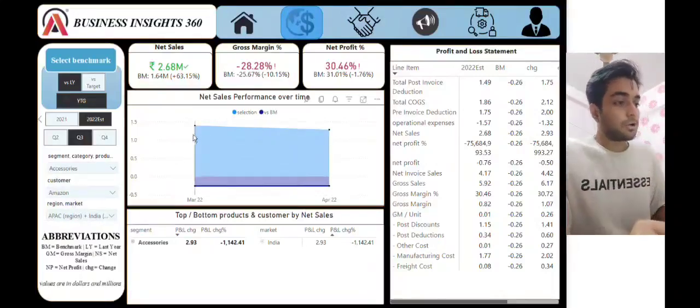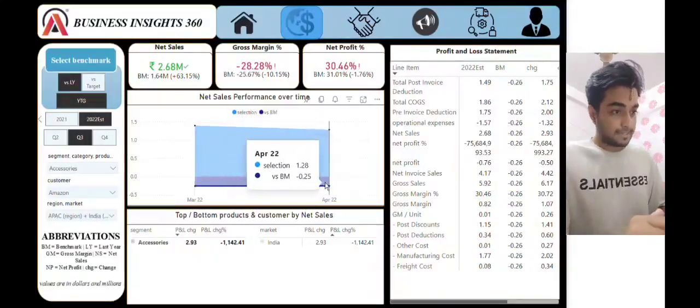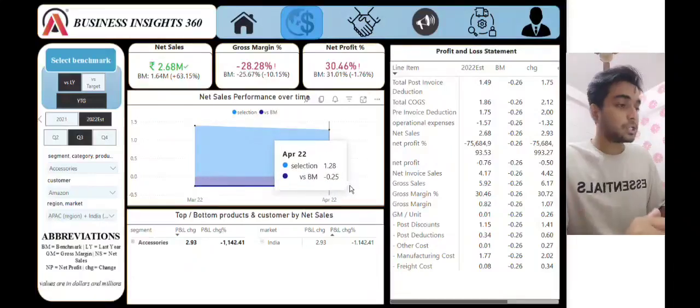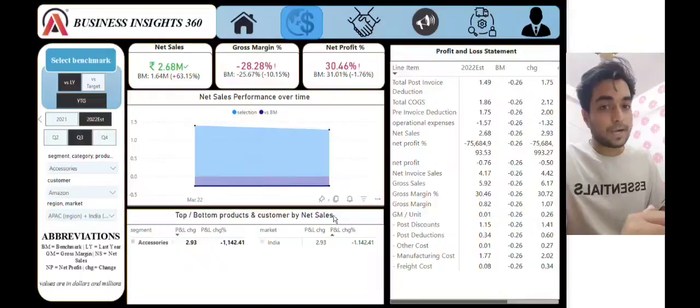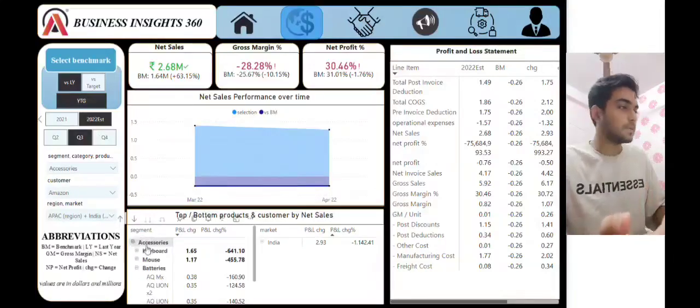Below it, we come to the top and bottom products by customer and net sales. So it is accessories. We can expand it. We get keyboard, mouse, and batteries options. Further, it shows us the customer and required region, which is India. Since we have selected India, if we clear it out, then this will get cleared.